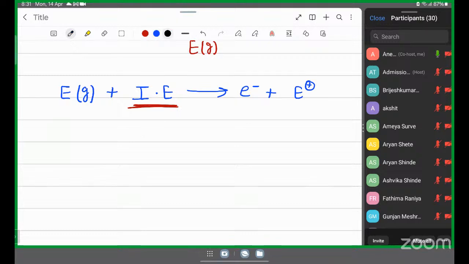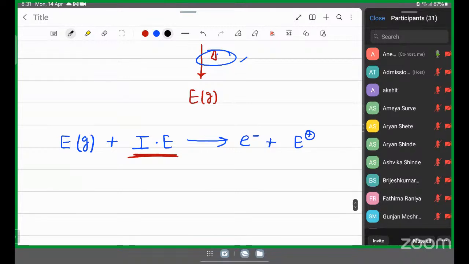Understood? What should be its unit? Its unit is kilojoules per mole.